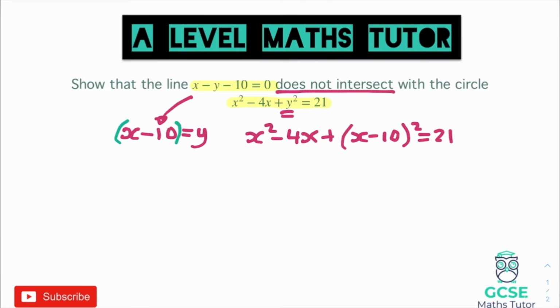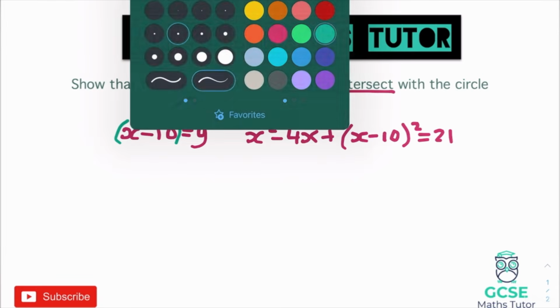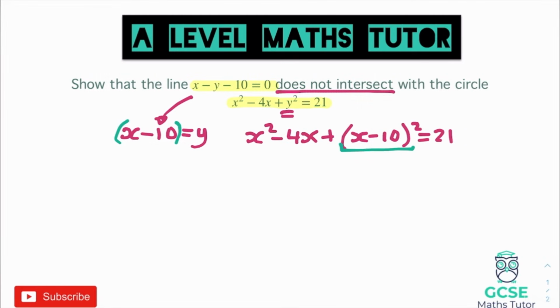So now we have an equation that is going to be a quadratic that we need to make equal to 0, and then to show that it doesn't intersect, we're going to have to show that it has no real roots. So having a look at this, let's first expand that double bracket, and if you are quick at expanding your double brackets, you can just write the answer to that, which is x squared minus 20x plus 100.